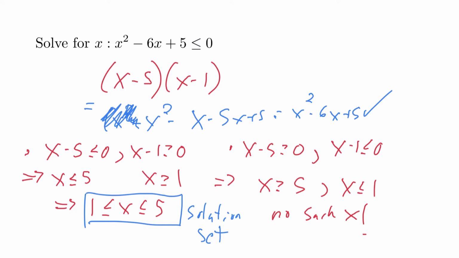So let's review how we did this. We factored the polynomial, and then we observed that if I want the inequality to be less than or equal to 0, then I need one of the factors to be non-negative and one to be non-positive. So I have the first situation here and the second situation on the right.